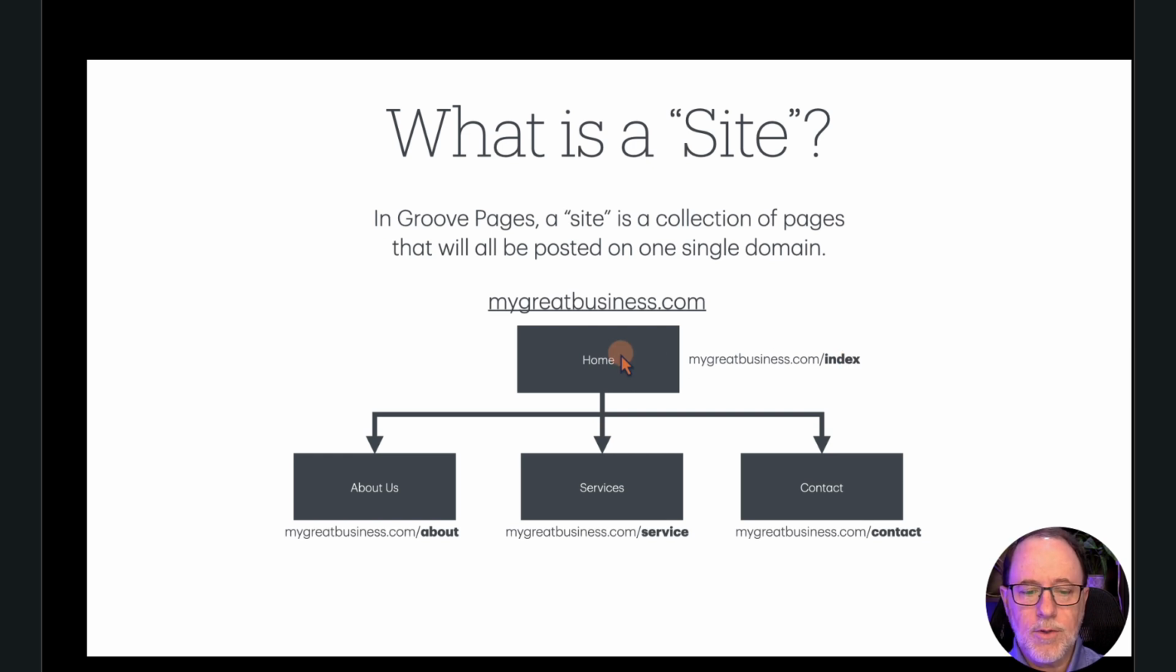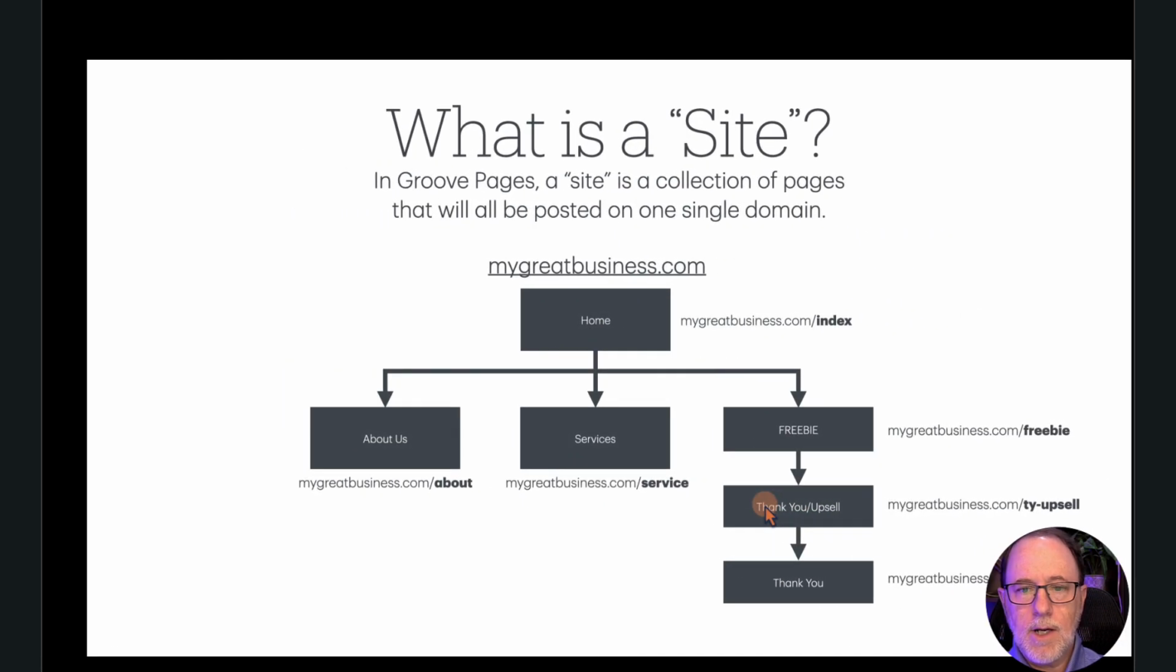Inside the site, we're also going to build a page called About Us. We'll build a page called Services. We'll build a page called Contact. And you can see the domain stays the same, mygreatbusiness.com/index/about/service/contact. In this site, we would have built 4 pages, and they will all be published on the one domain, mygreatbusiness.com. Let's look at the combination website and funnel.